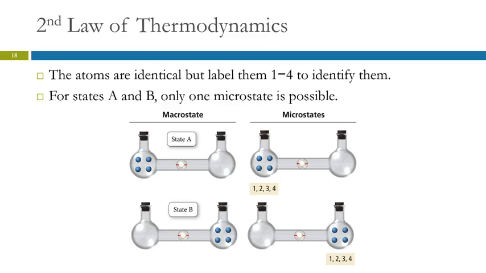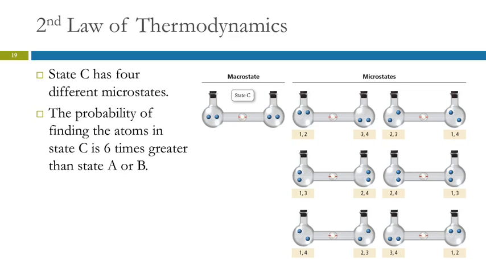So here they labeled them 1, 2, 3, 4. For state A, the 1 macrostate, there's only 1 microstate. For B, there's only 1 microstate. State C, I guess it has 4 different microstates. So we could have 1 and 2 with 3 and 4. We could have 2 and 3 with 1 and 4.